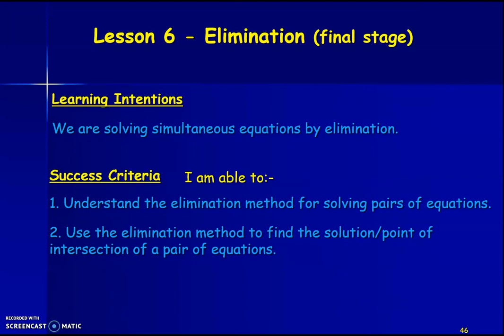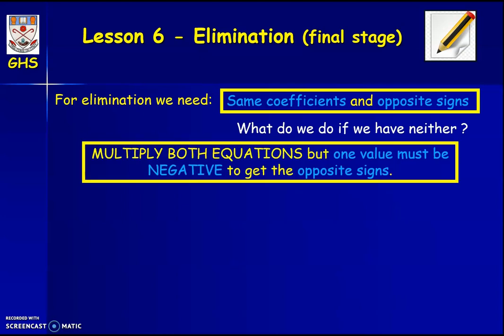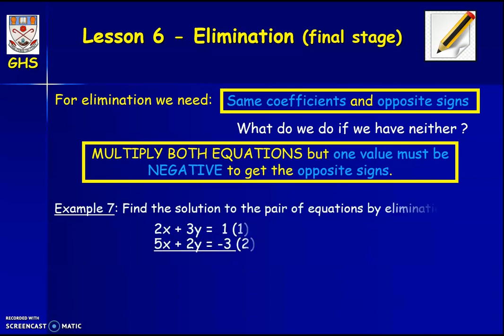For today's lesson, the learning intentions and success criteria are exactly the same. For the last stage, back to basics, we still need to remember for elimination that we need the same coefficients and opposite signs. But the question is, what do we do if we have neither of them? So we still multiply both equations, but this time one of the values needs to be negative so that we get the opposite signs. So let's look at an example.